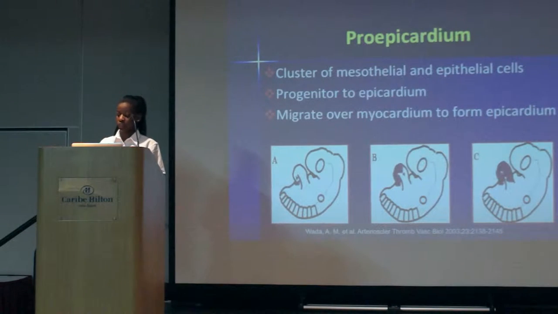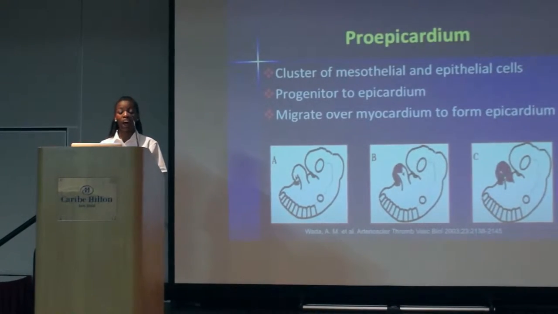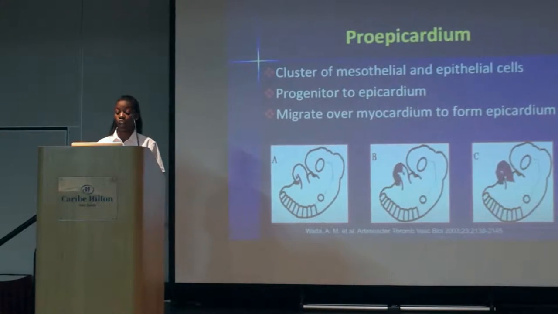The proepicardium, shown here in purple, lies next to the heart tube during embryonic development, and it consists of mesothelial and epithelial cells. The proepicardium is the progenitor to the epicardium, pericardium, vascular smooth muscle cells, and endothelial cells of the coronary vessels, essentially meaning that all these structures originate from the proepicardium. However, specifically for my research, we focused on one important task of the proepicardium, and that is how these cells migrate over the myocardium in order to form the epicardium.